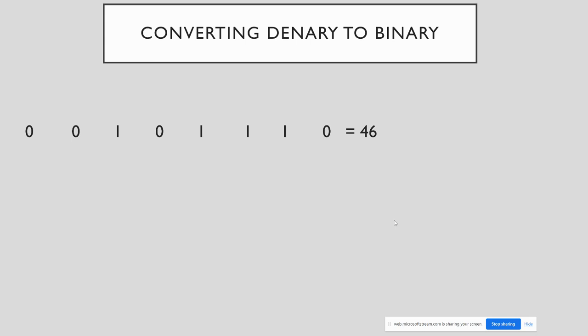00101110 is 46. Okay, so how do I know this is 46? So 46 in binary is 101110. As you can see, any zeros on the left, we kind of discard them. We don't really deal with them unless it's specified in terms of number of bits. But at this moment, 46 is 1, 0, 1, 1, 1, 0. Let's find out how we reached that conclusion.